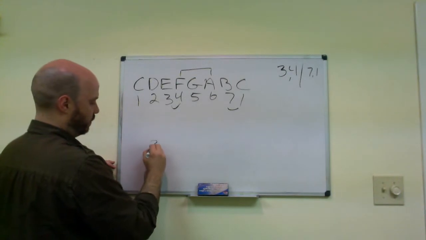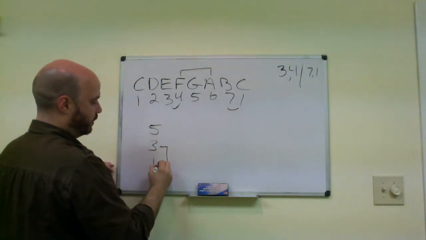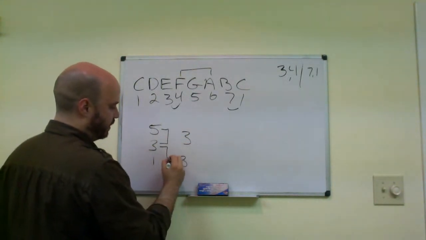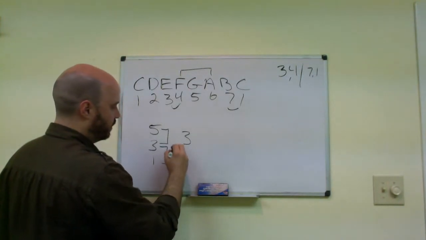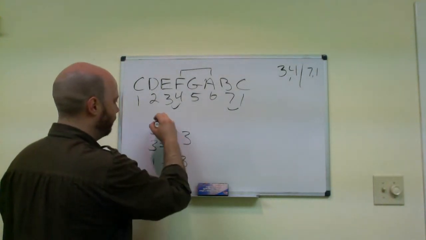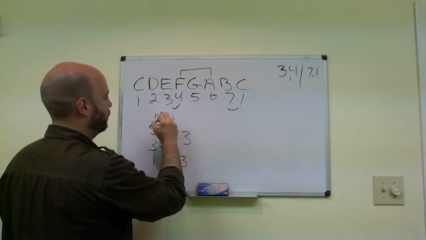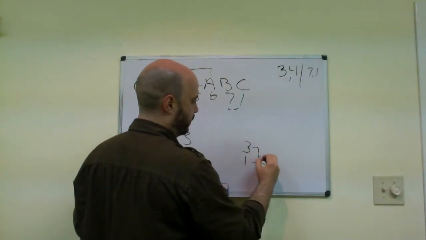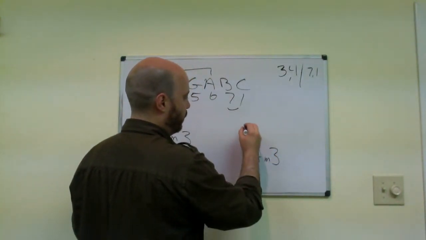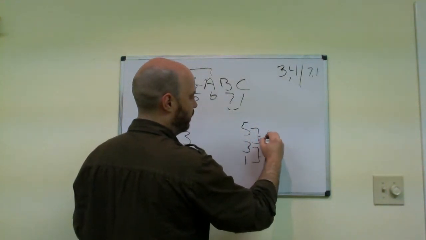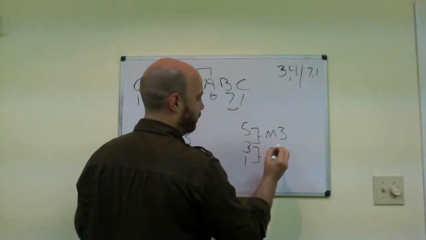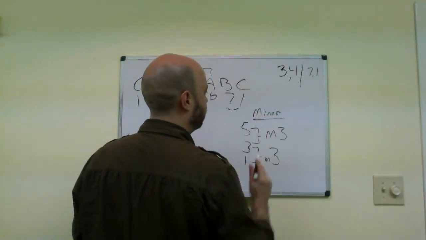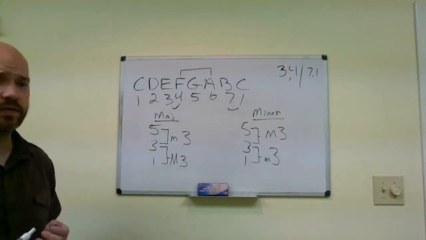So you've got 1, 3, 5. 3 to 1 is a third. 3 to 5 is a third. If this is a major third, this will be a minor third. And you have a major chord. If when you go from 1 to 3, you end up with a minor third, then 3 to 5 will be a major third. This is a minor chord. And that's it. That's how we come up with the different chords.